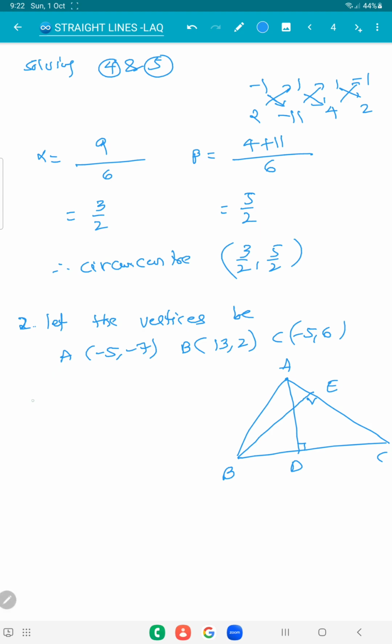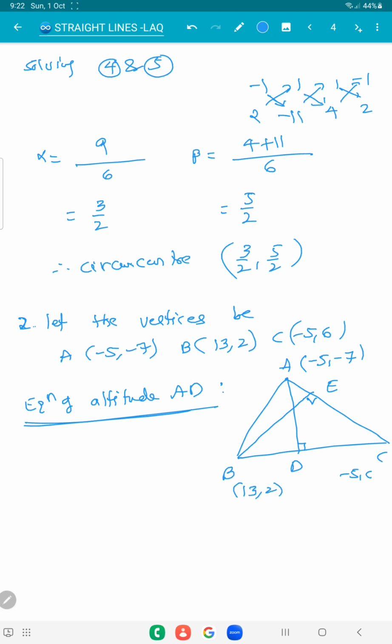So let us find the equation of altitude AD. For that we need the slope of BC. Let us write the vertices here. This is -5 comma 6.